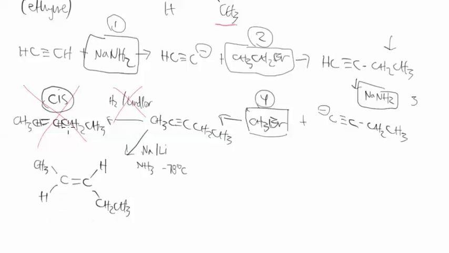And this is the product that we want. So this is going to be step number 5. So this multi-step synthesis is 5 steps. Sodium amide to add on an ethyl group to one side of the molecule. Then sodium amide to add the methyl group on the other side of the molecule.